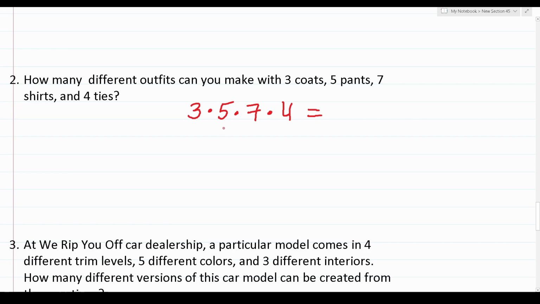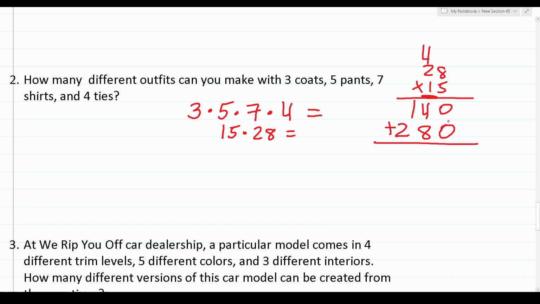3 times 5 is 15, of course. 7 times 4 is 28. And so as not to make a mistake here, I'm going to work this off to the side. We have 28 times 15. 8 times 5 is 40, so we're going to drop down a 0 and carry a 4. 2 times 5 is 10, plus 4 is 14. Before we start multiplication with this second term down here, we have to bring in a 0 placeholder. 1 times 8 is 8. 2 times 1 is 2.